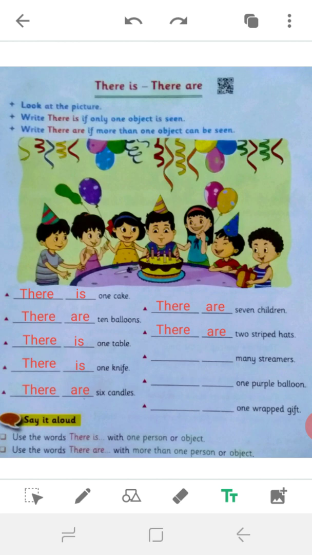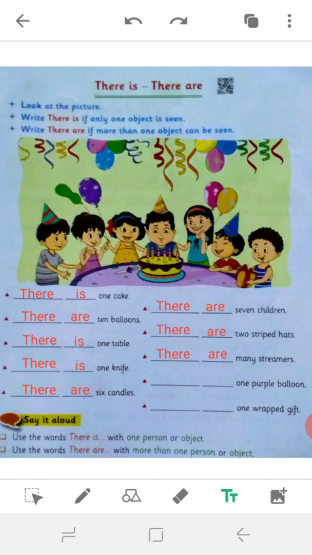Okay. Look at the picture. How many streamers are hanging on the wall? Many. Okay. So we use there are. So we will write there are in this blank. Read the sentence. There are many streamers. Okay. Next. Blank one purple balloon.